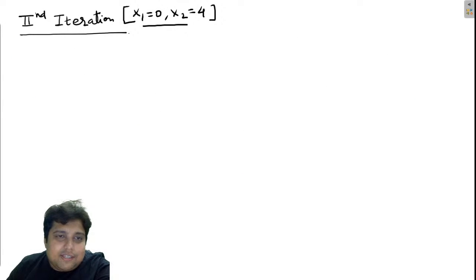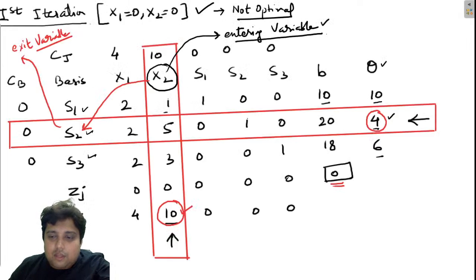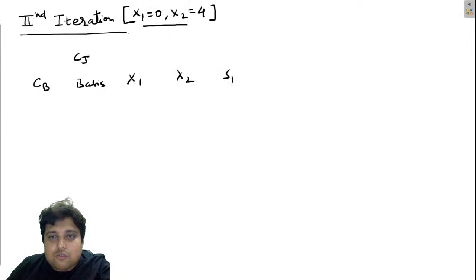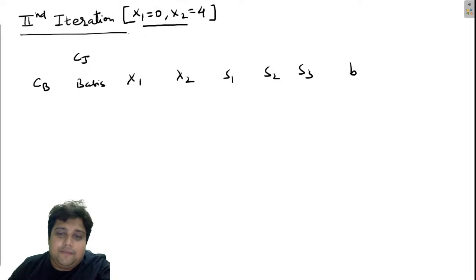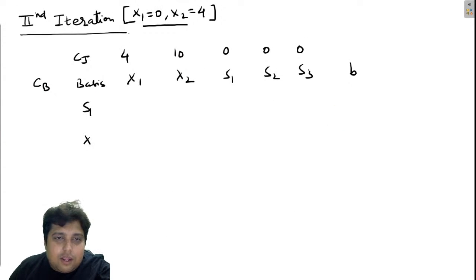So let me write CB, Cj, basis x1, x2, s1, s2, s3, b. So 4, 10, 0, 0, 0. In the basis column, I will be writing s1, x2, s3. This is 0, 0. In place of x2, we will write 10.